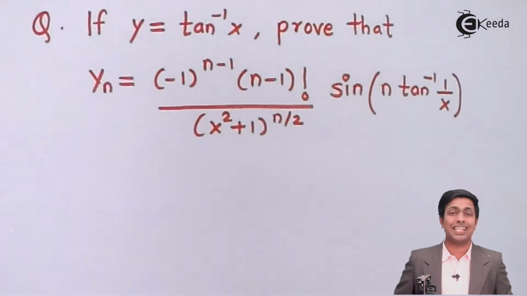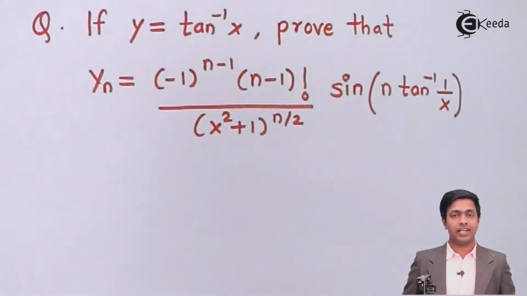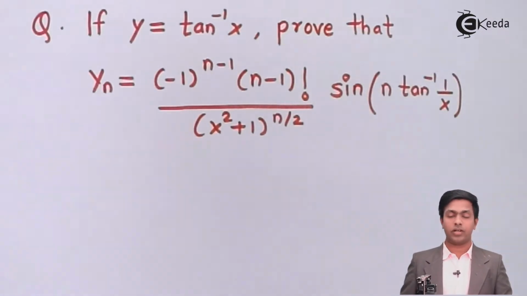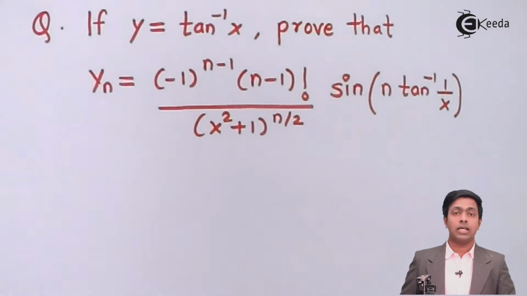Here you can see that we have a function y as tan inverse of x, and we have to prove that the nth derivative is (-1)^(n-1) times (n-1) factorial upon (x square plus 1) whole raised to n upon 2, times sine of n tan inverse 1 upon x.